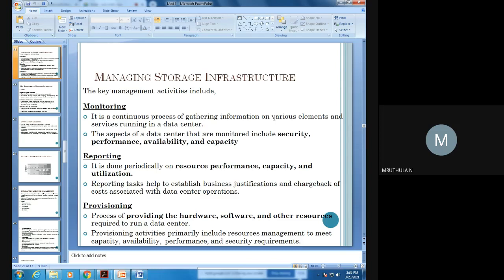Capacity planning ensures that the users' and the applications' future needs will be addressed in the most cost effective and controlled manner. Resource planning is a process of evaluating and identifying required resources such as personnel, the facility, and the technology. Resource planning ensures that adequate resources are available to meet user and application requirements. Okay, so these activities primarily include resource management to meet capacity, availability, performance, and security requirements.